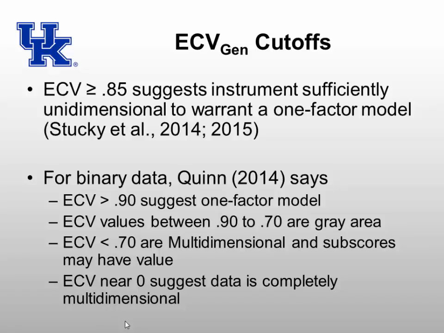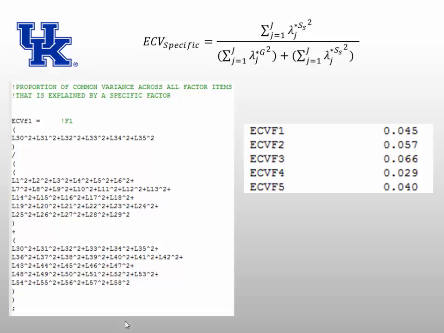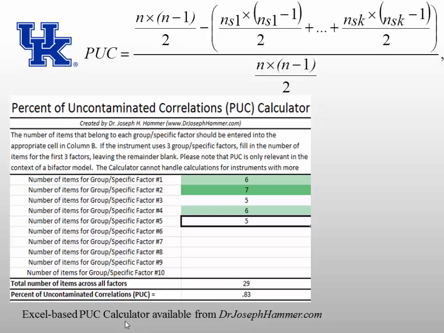Let me make it even more complicated, if I may. There's stuff for ECB specific, which we won't be focusing on. Here's how you calculate PUC. It looks scary. I created an Excel-based calculator where you just plug in the number of items for each of your subscales, and it calculates PUC for you. It's on my website if you want to download it.